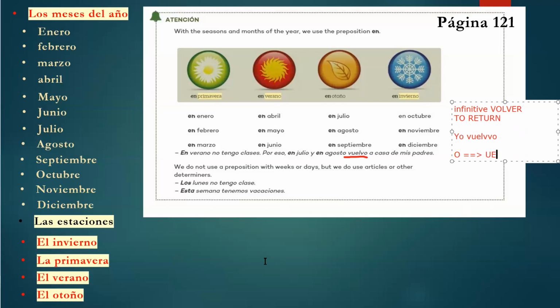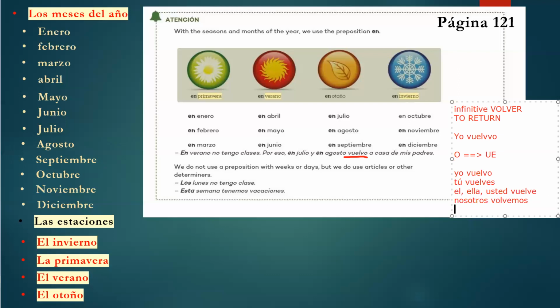I already talked to you about that, but so that will be yo vuelvo, I return. Tú vuelves. So you return. Él, ella, usted, so he, she, and you polite, vuelve. And then we have nosotros volvemos. So remember that always the we form is regular, so they're always back here. And then we have our you in plural. Ustedes vuelven. And then we have ellos vuelven.